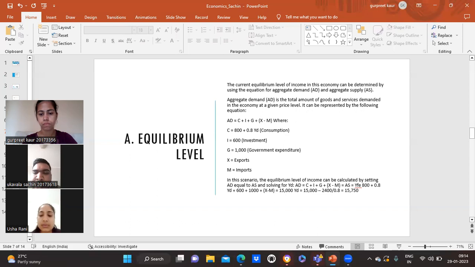AD equals C plus I plus G plus X minus M equals AS equals YFE. 800 plus 0.8 YD plus 600 plus 1000 plus X minus M equals 15,000. YD equals 15,000 minus 2400 upon 0.8 equals 15,750.